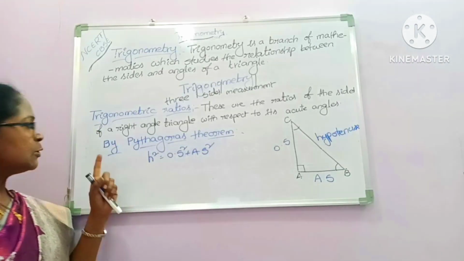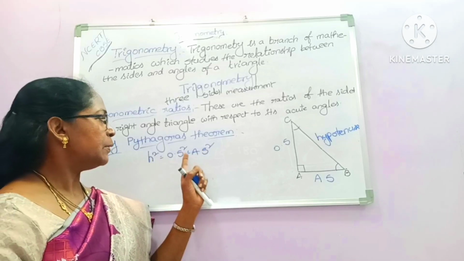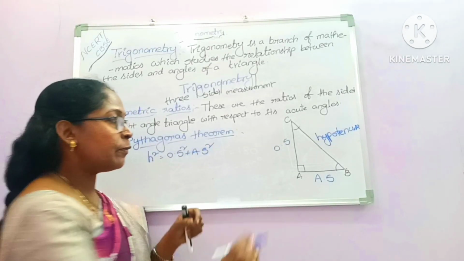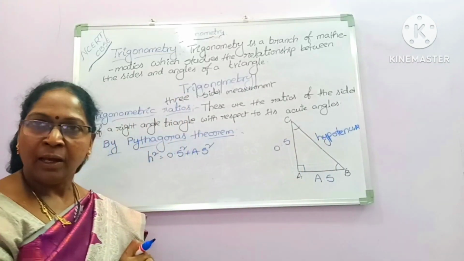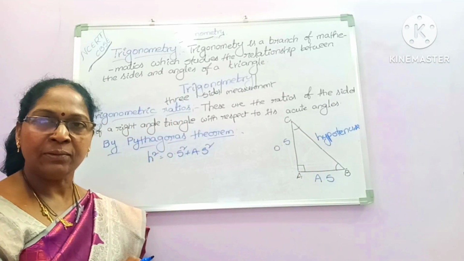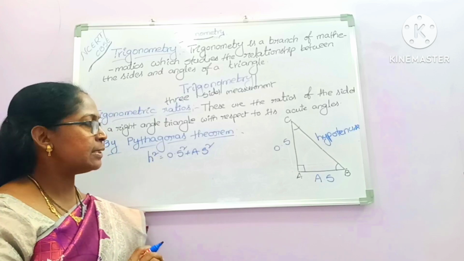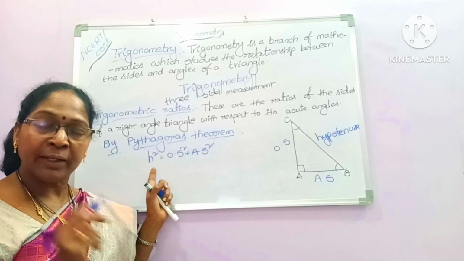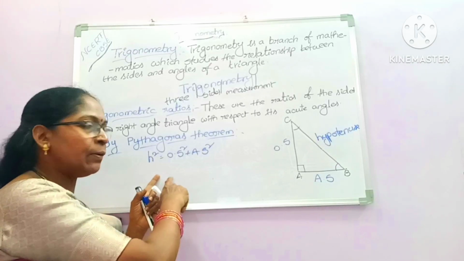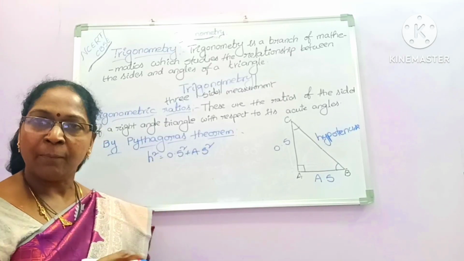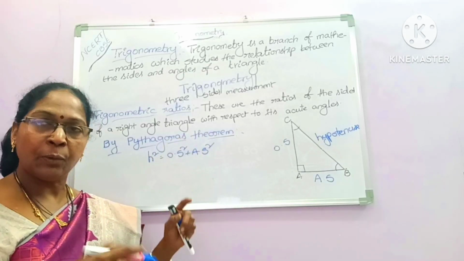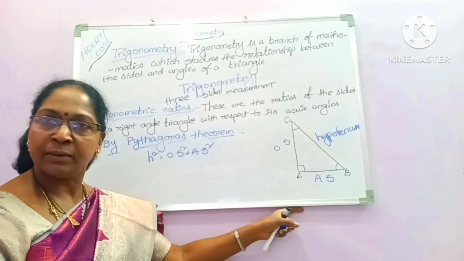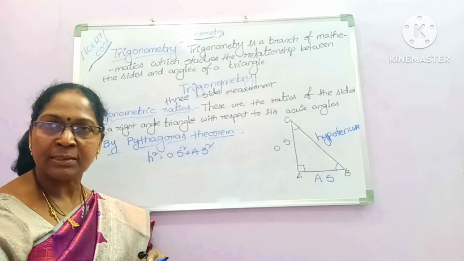This is the theorem: hypotenuse square equals opposite side square plus adjacent side square. These three are variables, unknown values, the three side values. Among these three side values, if any one is unknown, you can find it by using the remaining two known values. They will give you two values and you have to find the third one by using this Pythagoras theorem.